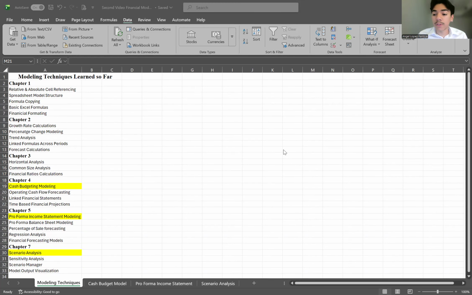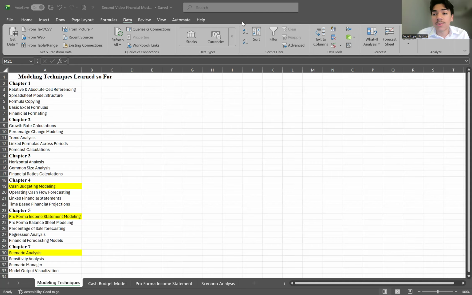Just beginning with the financial techniques that I have learned so far, going off chapter one, we have relative and absolute referencing, or cell referencing. We also have the spreadsheet model structure, the basics of Excel formulas, financial formatting, as well as copying down formulas. Again, I just want to say that the titles I have given aren't exactly from the book, but it is kind of just what we have learned.